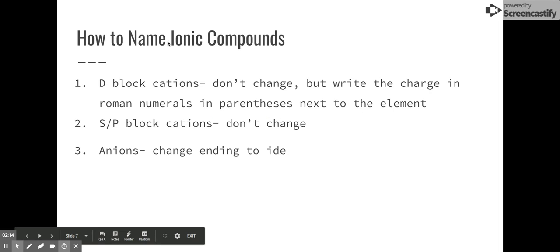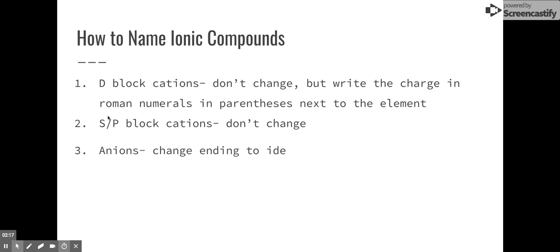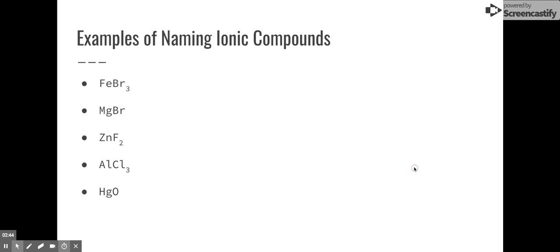Now we're going to learn how to name ionic compounds. Ionic compounds are named in a different way because you have to look at if it's a D block or S or P block element or cation. If it's a D block cation, we don't change it, but we write the charge in Roman numerals in parentheses next to the element. If it's from the S or P block, we don't change it at all. If it's an anion, you change the ending of it to "ide."